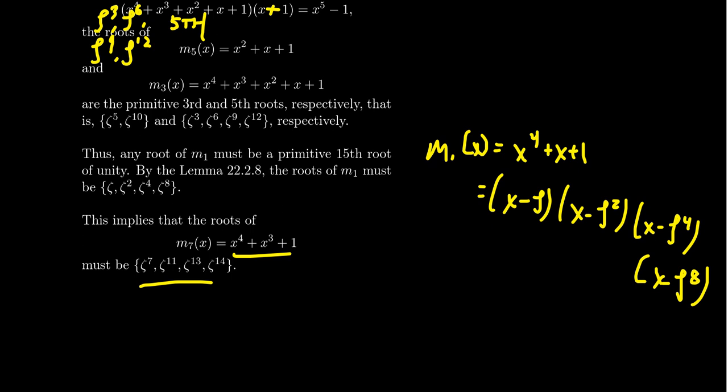So in particular, this polynomial is M7. I'm just going to write the smallest one in there. So this is the cyclotomic polynomial for zeta to the seventh, like so. All right, so that's how we get these factorizations here.